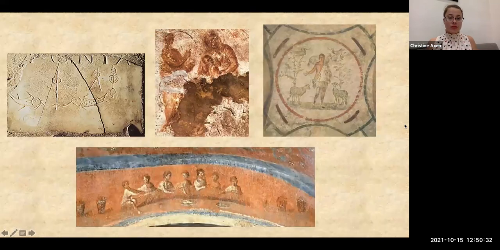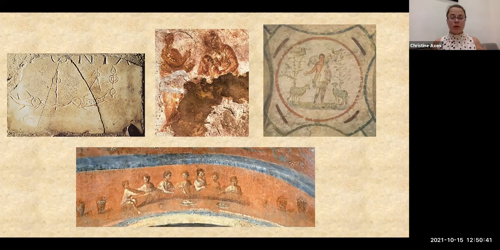What's also unique about Dura Europos is we're seeing the development of Christian iconography, so the kinds of symbols that can be read. And these styles change over time, but we see the first glimmerings of things that become dominant Christian features.